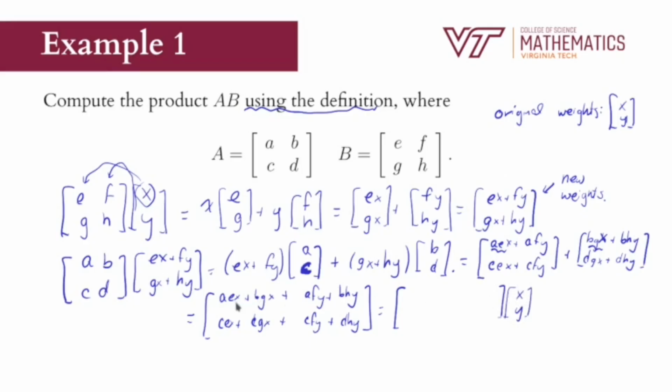X gets multiplied by AE plus BG and CE plus DG. And Y gets multiplied by AF plus BH and CF plus DH.